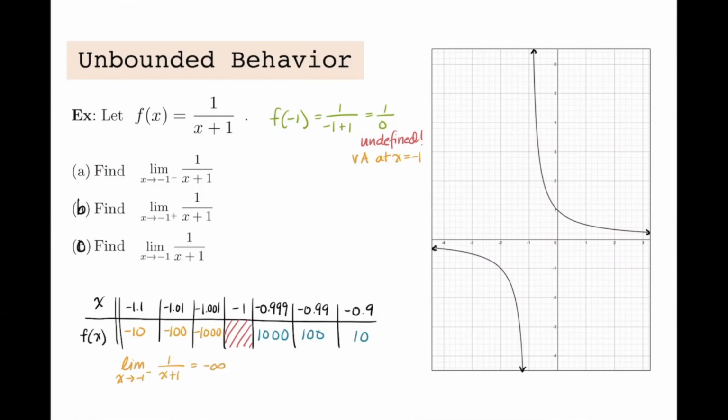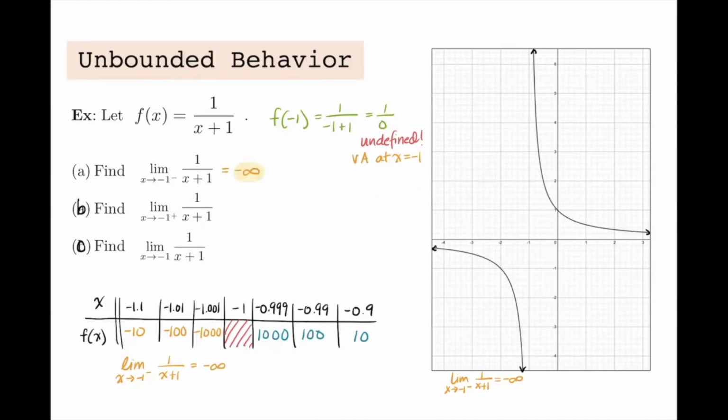This is what we mean by unbounded behavior. We can also see this in the graph because as we approach -1 from the left-hand side, the function just continues down, down, down, down, and it will never actually cross its vertical asymptote at x equals -1. So for part A, we would say that this one-sided limit is negative infinity.